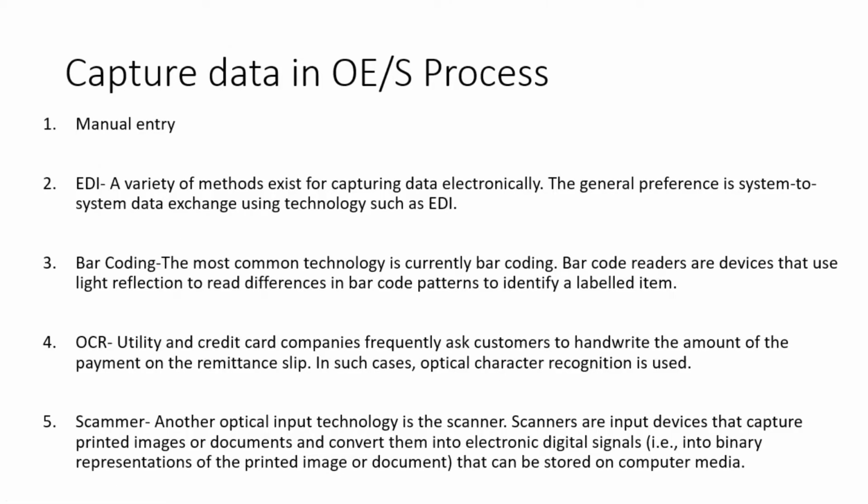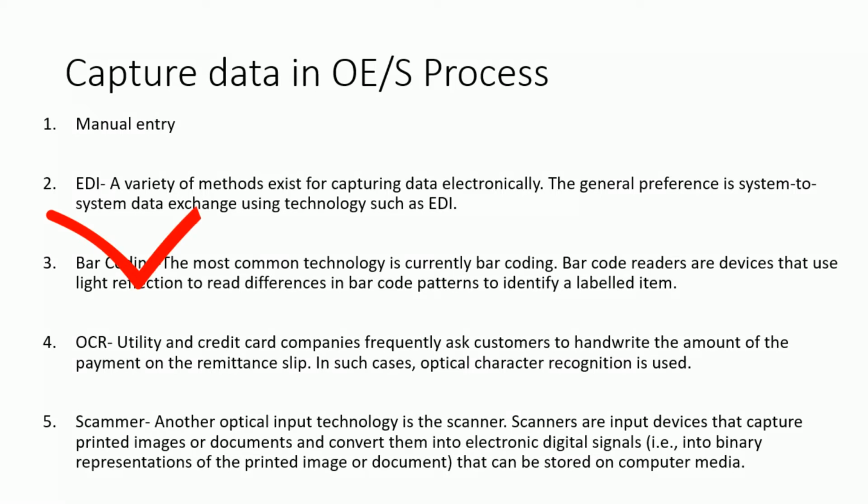When we look at the order entry sales processes, we must look at how data is captured. There are 5 ways to capture data. First is manual entry. Second is electronic data interchange. So a variety of methods exist for capturing data electronically. The general preference is systems-to-system data exchange using technologies such as electronic data interchange.